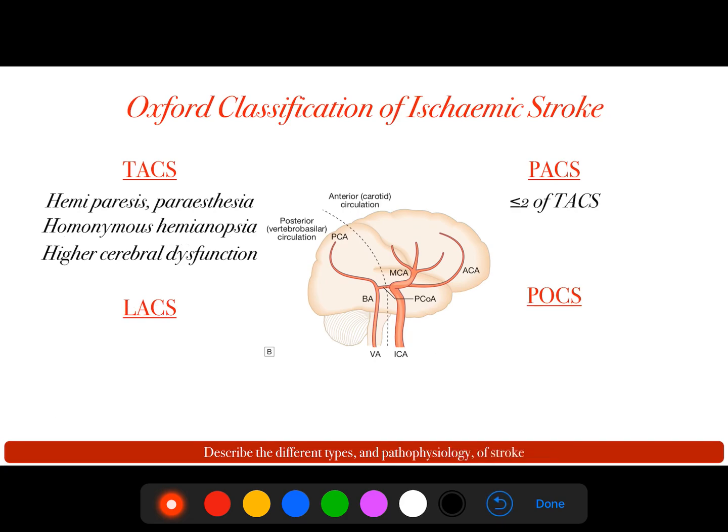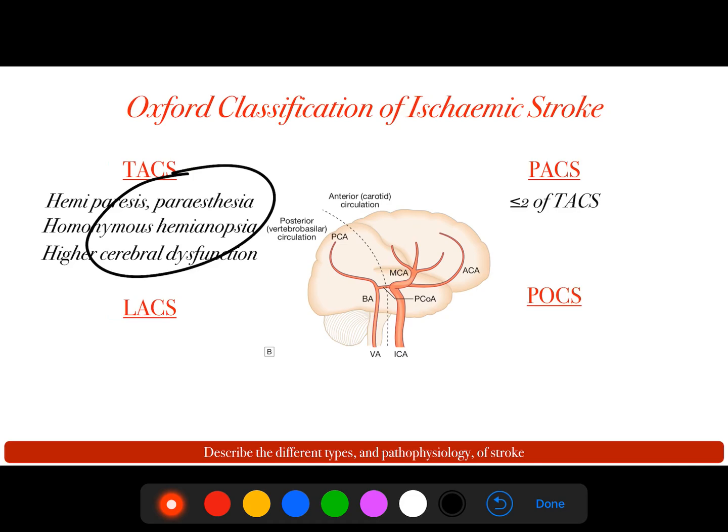And then higher cerebral dysfunction, and that's the remit of the higher neocortical structures. So things like speech, swallowing, language, personality. PACS requires 2 of TACS. So if you know PACS, you know TACS.